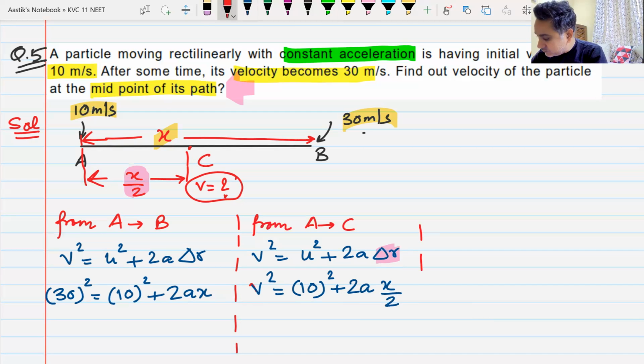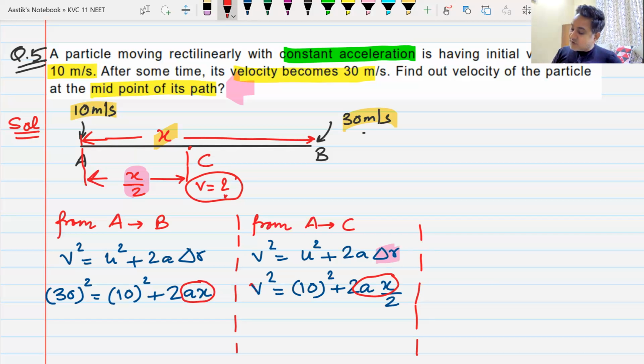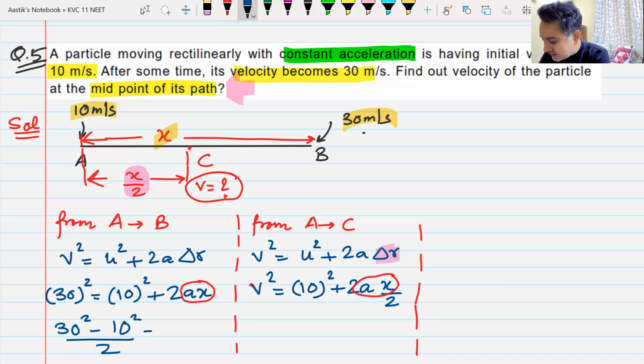Now from here, what I can do is find the value of ax from this equation. You have to do a bit of maths and then get the value of v. How am I going to do this? I can write from this equation 30 square minus 10 square divided by 2 is ax. Yes or no?